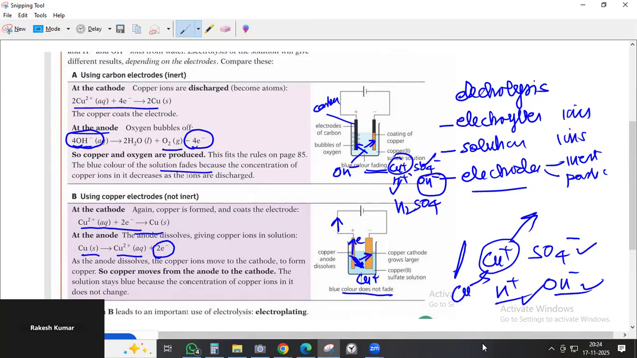So there's a difference in how you have to think of three things: the electrolyte, the water molecules' ions, and the electrode, always in electrolysis.